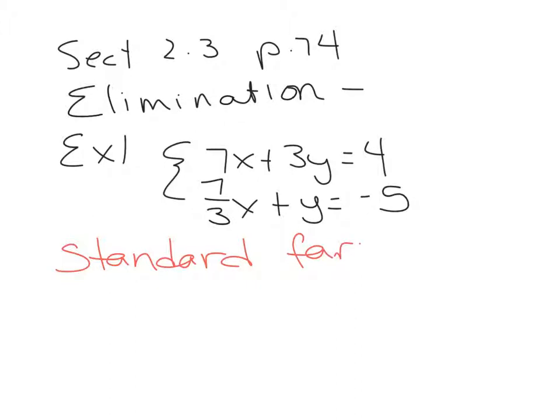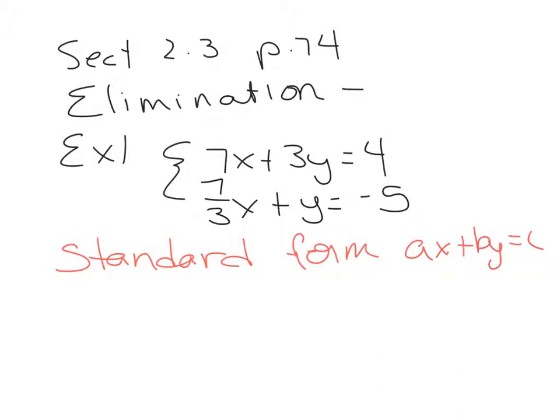And standard form for a linear equation is ax plus by equals c. Or in other words, the x term plus the y term is equal to the constant term, the x and the y on the left, the constant on the right. If you look at these two equations here for our system, they are already in standard form.